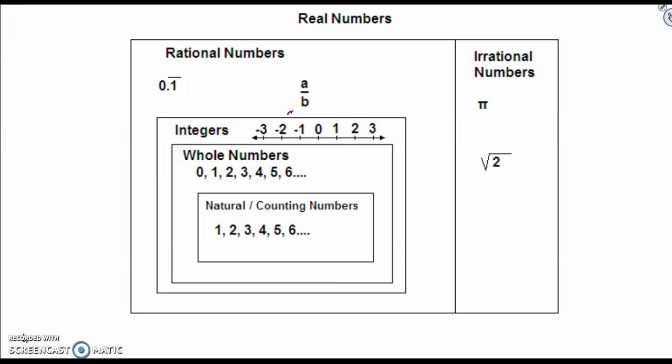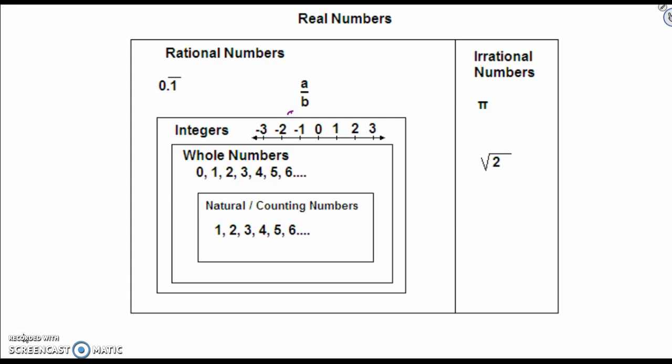Rational numbers, irrational numbers, integers, whole numbers, and natural or counting numbers are all part of the real number system. Rational numbers include integers, whole numbers, and natural counting numbers. Irrational numbers are numbers that cannot be written as a fraction.